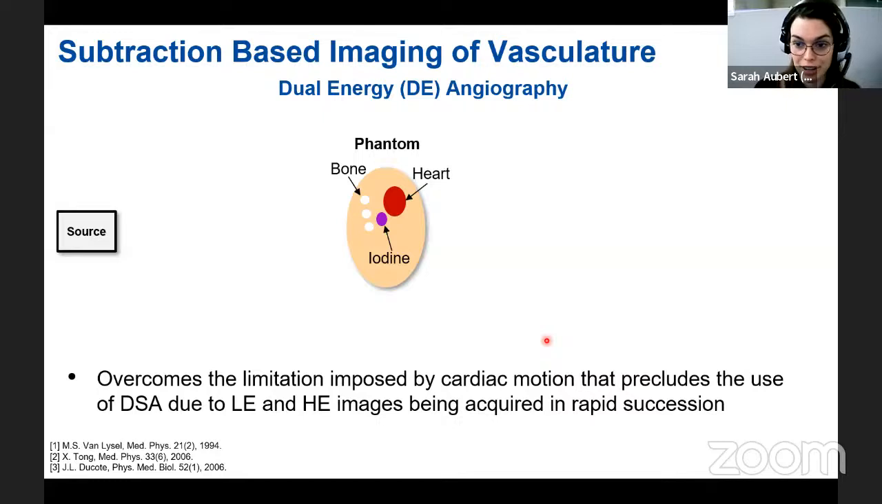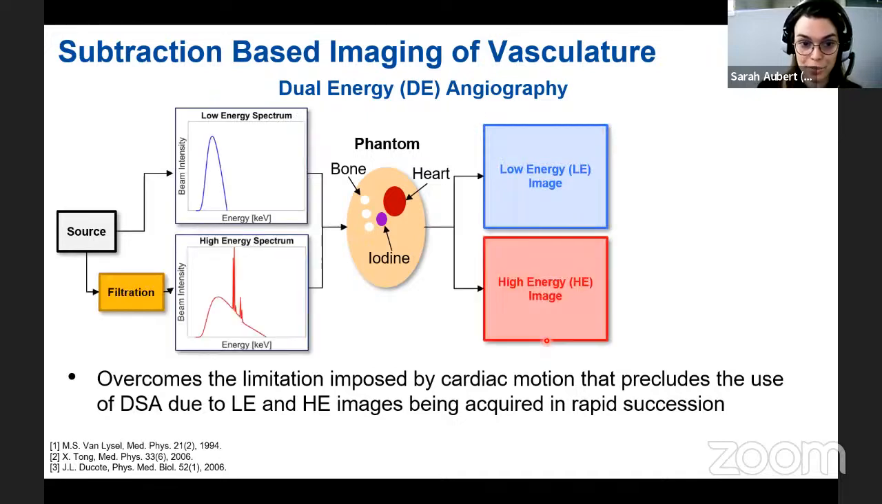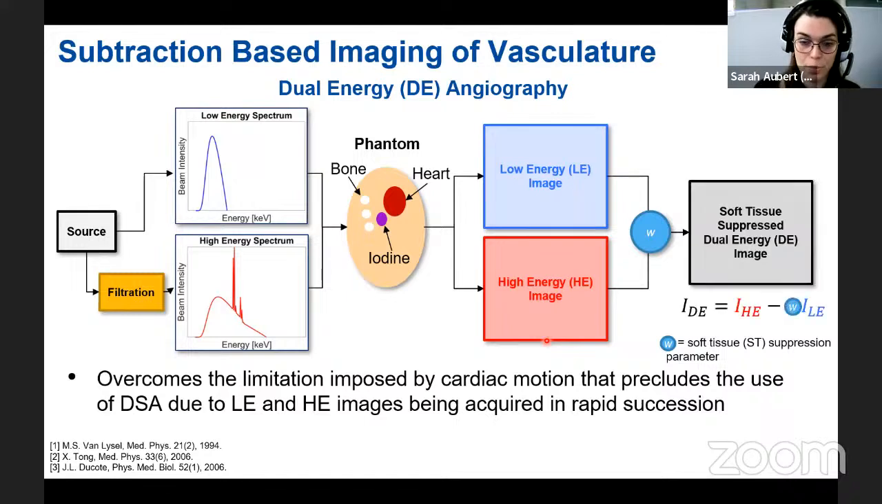Another type of subtraction-based imaging that overcomes the limitation imposed by cardiac motion, precluding the use of DSA, is a technique known as dual energy angiography implemented with fast kV switching. This technique works by acquiring a low energy X-ray image, followed by a high energy X-ray image. We can then apply a weighting factor to our low and our high energy images and sum them together to form either a soft tissue or bone suppressed dual energy image.